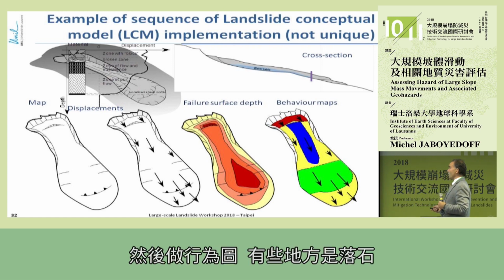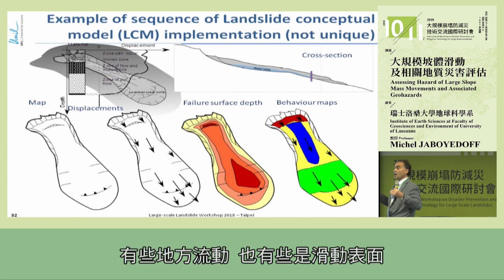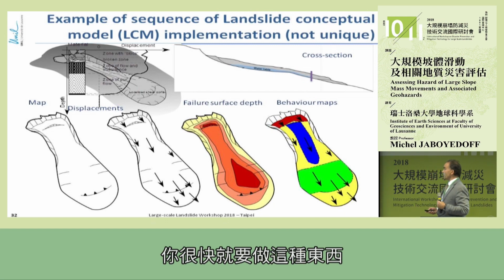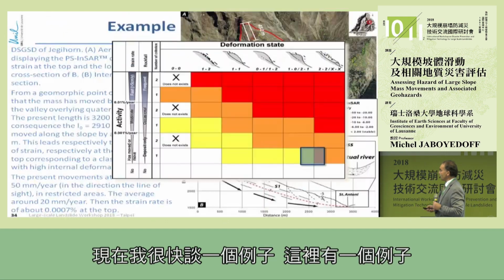And then the behavior map. I mean that some places will be rockfall, some places will be flow, some places will be sliding surface. And so you have to do such a thing. Now I go to the examples fast.